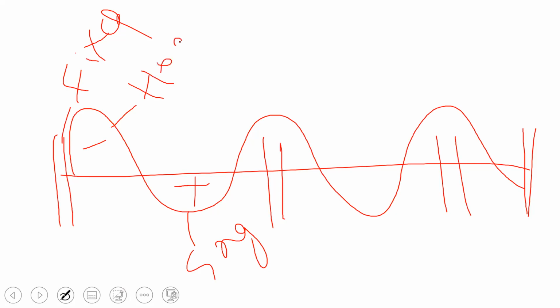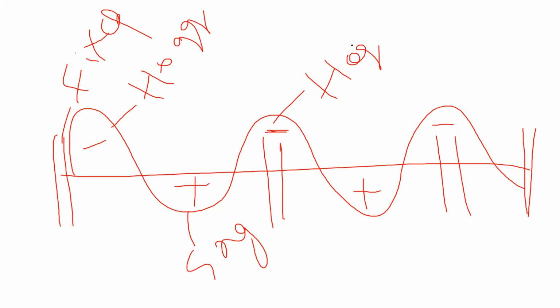Hogging means my beam will try to come up. Similarly, near the support, again, this is hogging. Near the span, it is positive. Again, I have negative bending moment. If it is a negative bending moment, that means your beam is trying to come up. That is hogging.